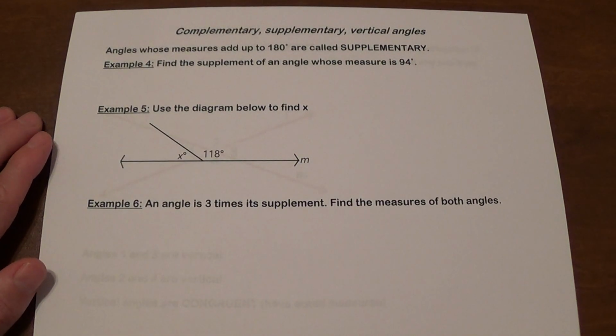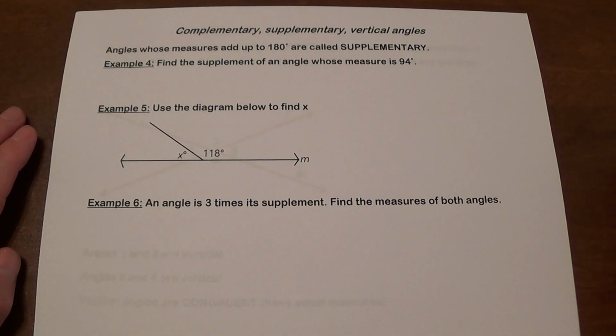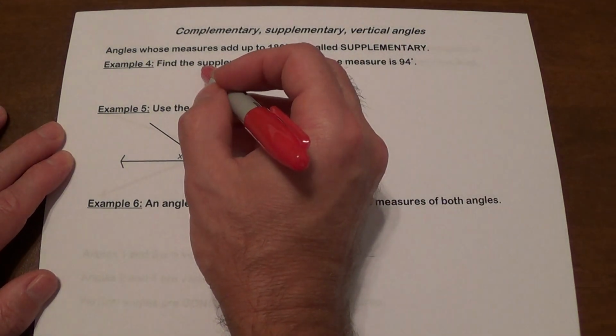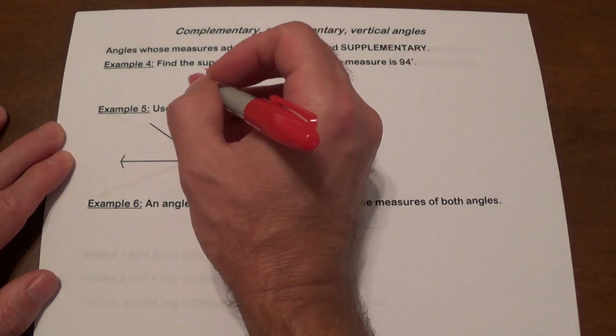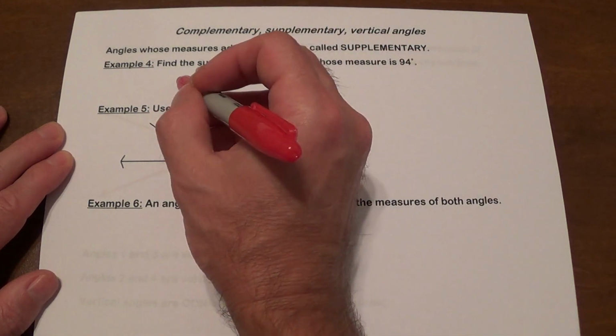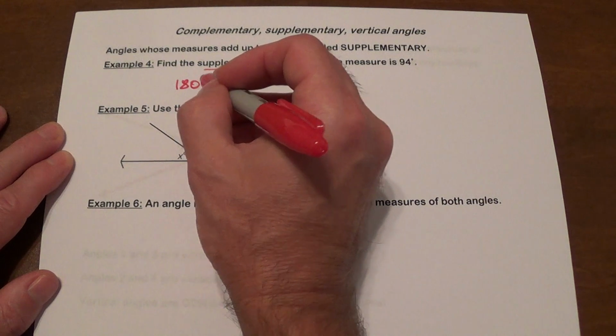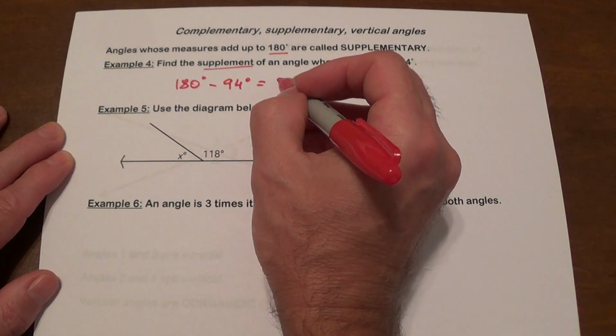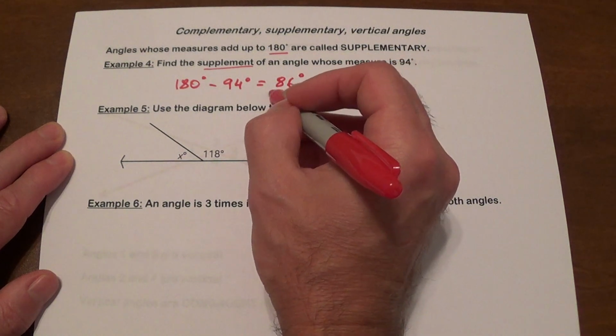Alright, supplementary angles. Those are two angles that add up to 180. Find the supplement of an angle whose measure is 94. 180 is the key number. 180 minus 94 is going to be 86 degrees.